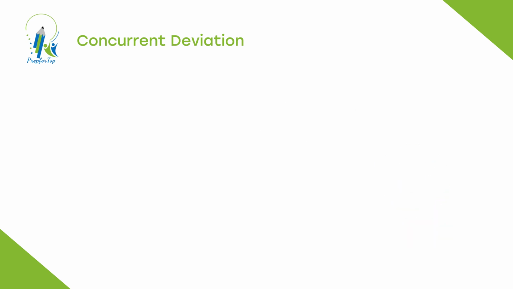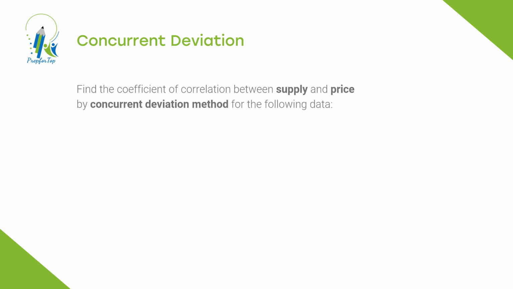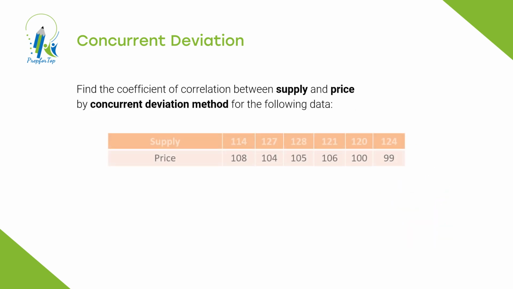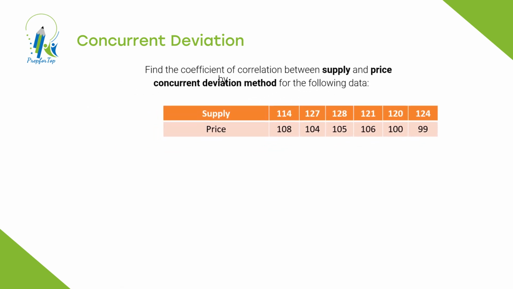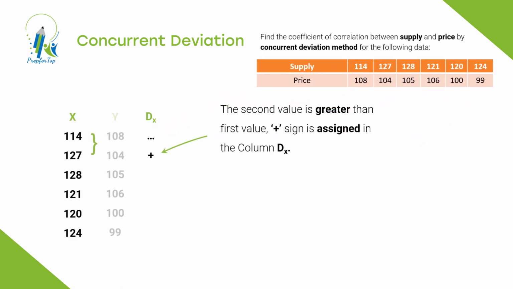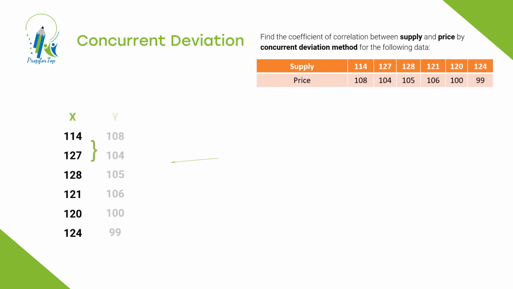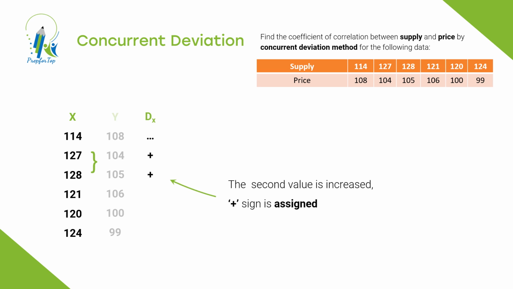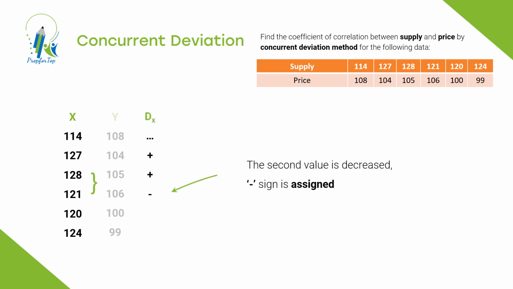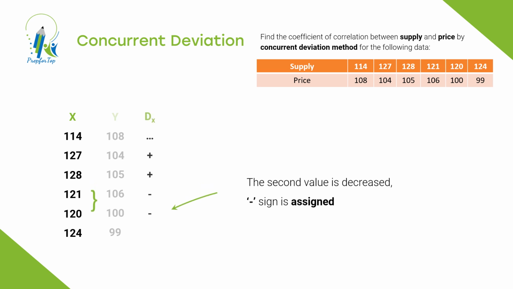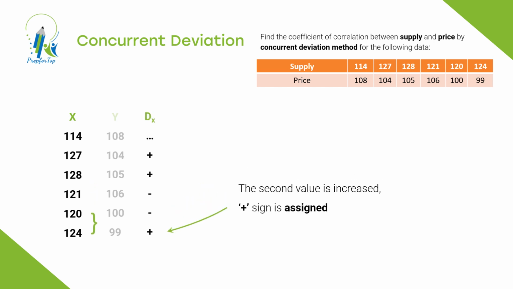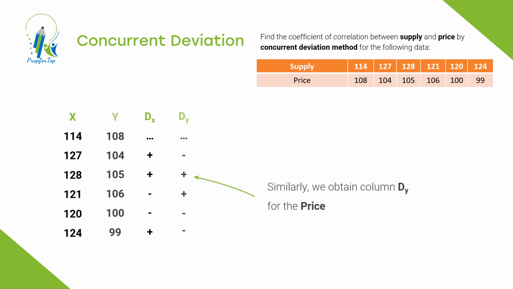Let's do one example. Find the coefficient of correlation between supply and price by the concurrent deviation method for the following data. The second value is greater than the first value, so a plus sign is assigned in the column dx. The second value is increased, plus sign is assigned. The second value is decreased, minus sign is assigned. The second value is decreased, minus sign is assigned. The second value is increased, plus sign is assigned.